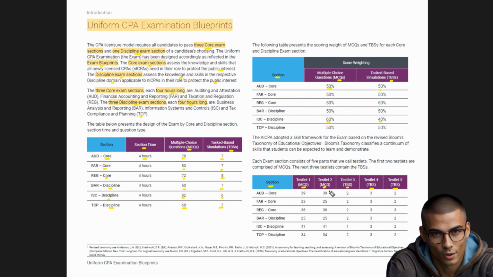So we can see that for Testlet 1 and 2, whatever amount of multiple choice questions there are for that section of the exam, for instance, for AUD, we have 78 multiple choice questions. We can see that's broken up 50-50. So 39 of those are going to be on the first testlet, 39 are going to be on the second testlet, and that applies to all of the exams. So for instance, for BAR, we have 50 multiple choice questions, 25 are going to be on the first, 25 are going to be on the second. And for the remaining 3 testlets, the task-based simulations are going to be broken down accordingly. So for example, for AUD, we're going to have 2 on the first, 3 on the second, and 2 on the last.